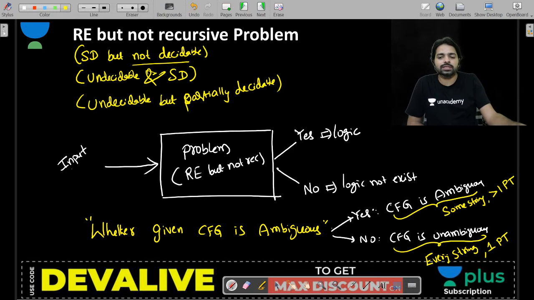Exactly. Don't say algo, Sweta, say the logic simply. Algorithm, we are looking for a problem now.